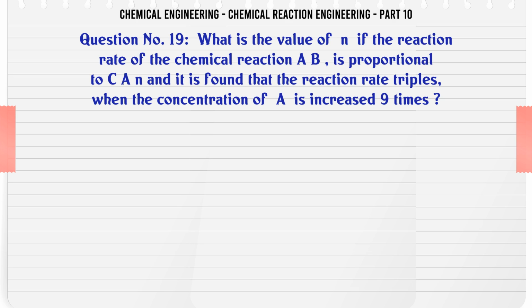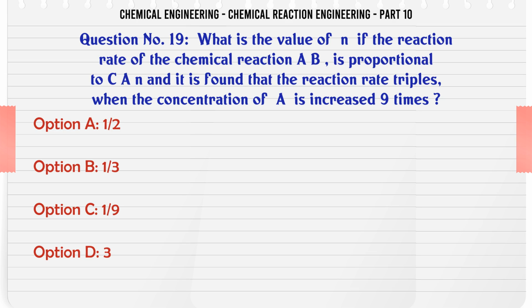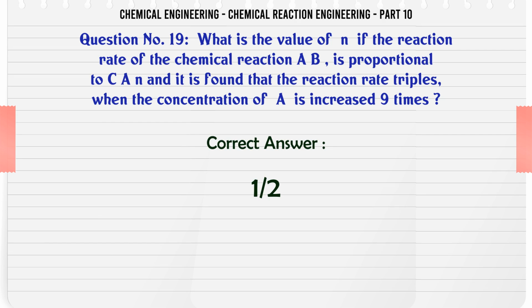What is the value of n if the reaction rate of the chemical reaction A→B is proportional to C_A^n, and it is found that the reaction rate triples when the concentration of A is increased 9 times? A. 1/2, B. 1/3, C. 1/9, D. 3. The correct answer is 1/2.